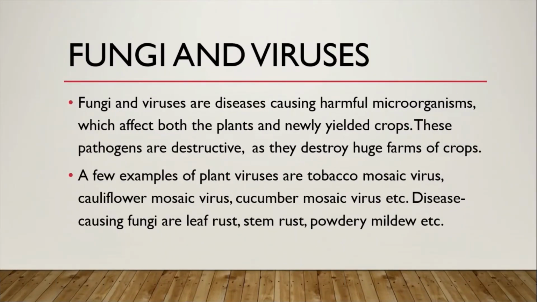Fungi and viruses. Fungi and viruses are disease-causing harmful microorganisms which affect both the plants and newly yielded crops. These pathogens are destructive as they destroy huge farms of crops. A few examples of plant viruses are tobacco mosaic virus, cauliflower mosaic virus, cucumber mosaic virus, etc. Disease-causing fungi are leaf rust, stem rust, powdery mildew, etc.